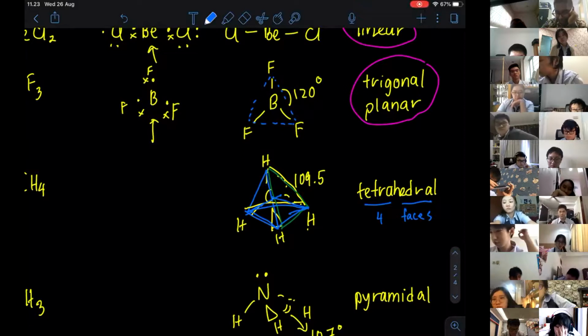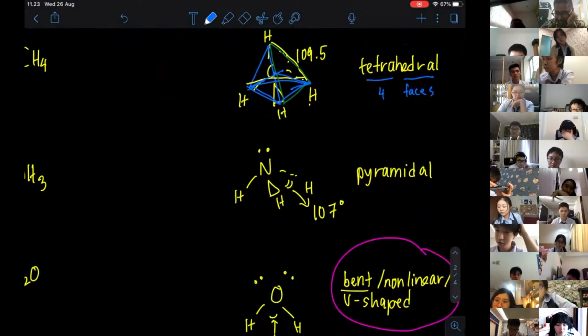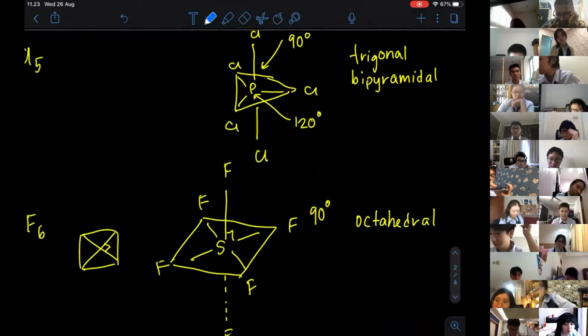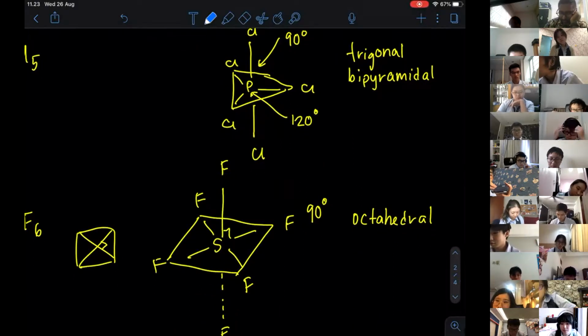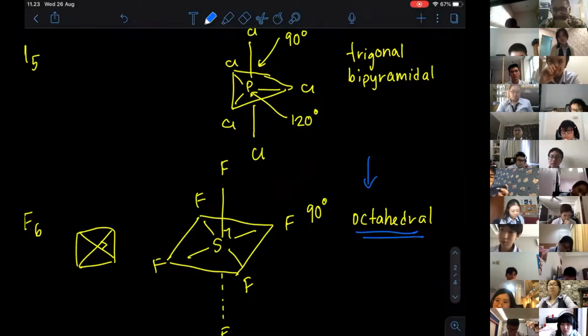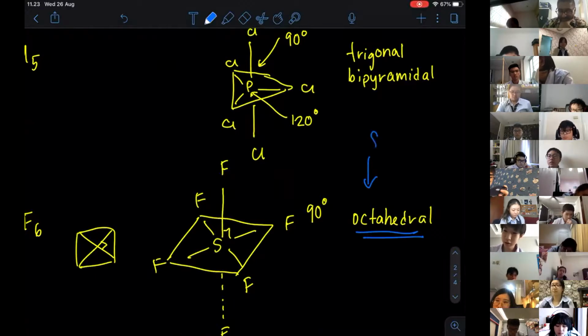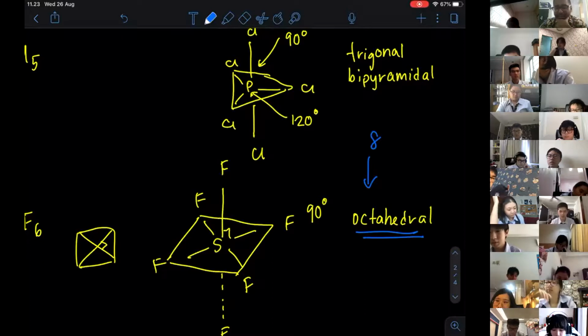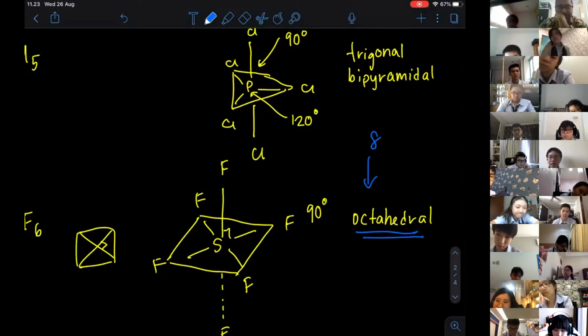Now, why am I teaching you this? Because last time I had one student asking me, sir, it's only 6 bonding pairs. Why is it named octahedral? We learned last time, octa is what? Christopher? Octa is 8, right? So, sir, why suddenly is it 6 bonding pairs, and why do we call it octahedral, why is it not hexahedral? It's a very good question.